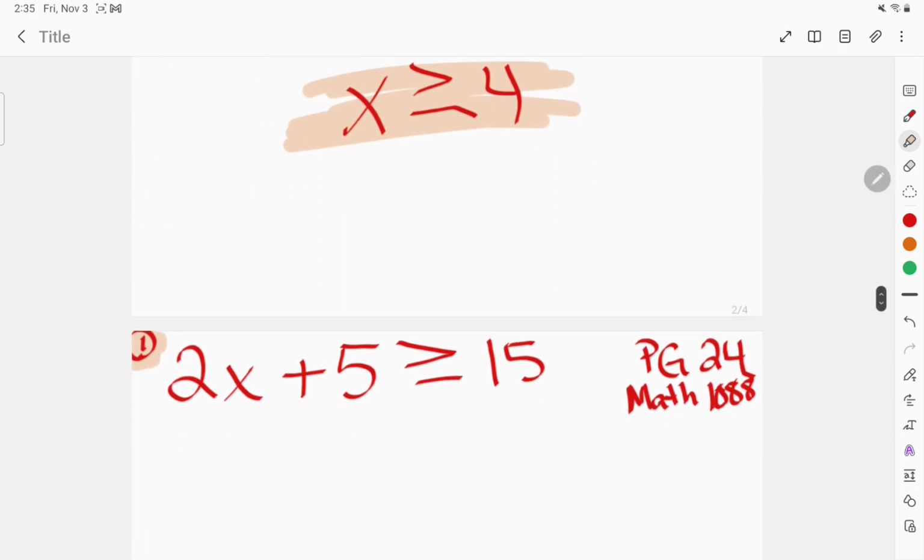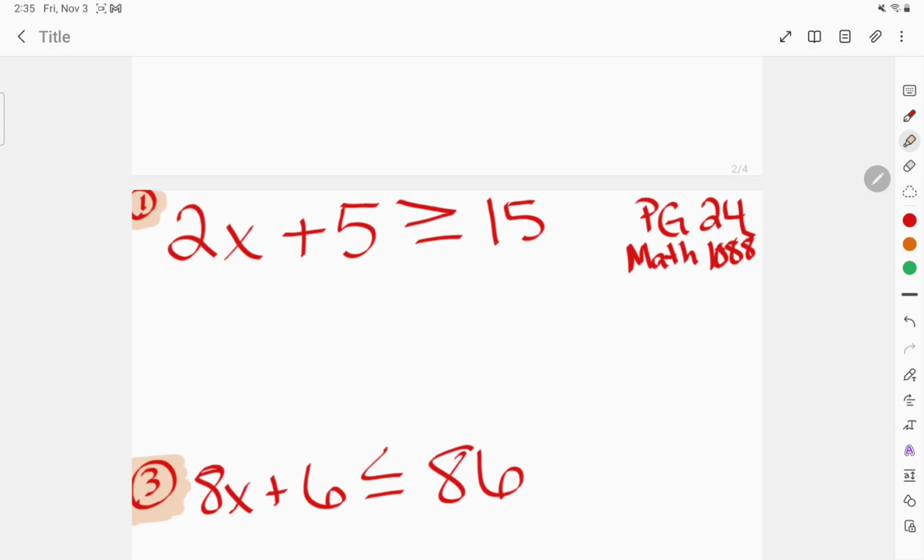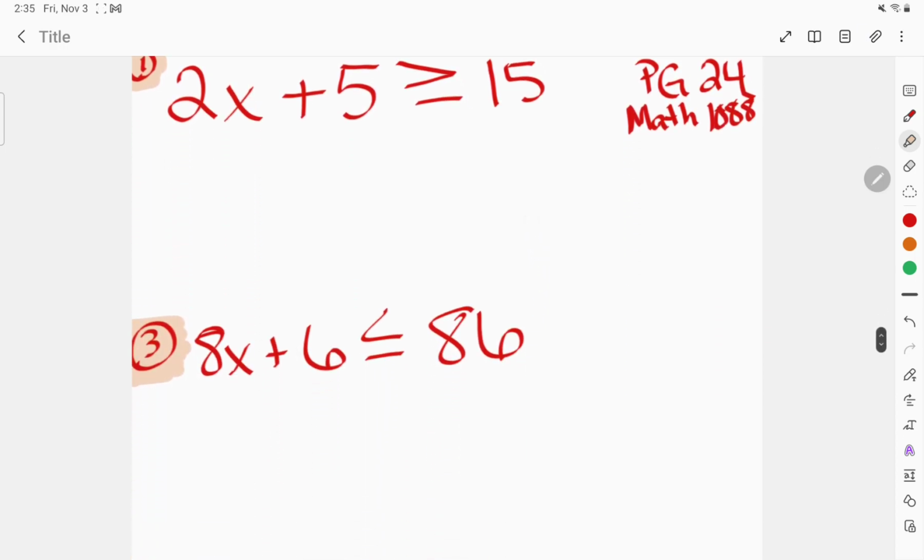So I'm supposed to do minus 6? Is it always minus? All right, so moving on to page 24.